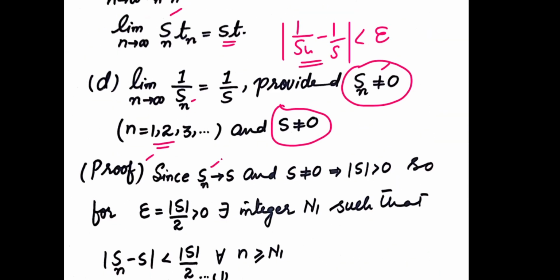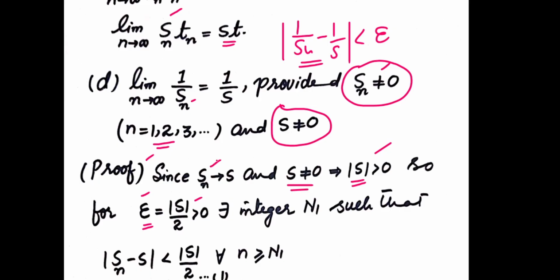Since Sn converges to S, it is given that S is non-zero. When S is non-zero, it means S is either negative or positive, but its absolute value will always be positive. So S absolute is positive. So I am choosing my epsilon as S absolute over 2, because epsilon is always a positive real number. So I have formed my epsilon as S absolute by 2, which is greater than 0.